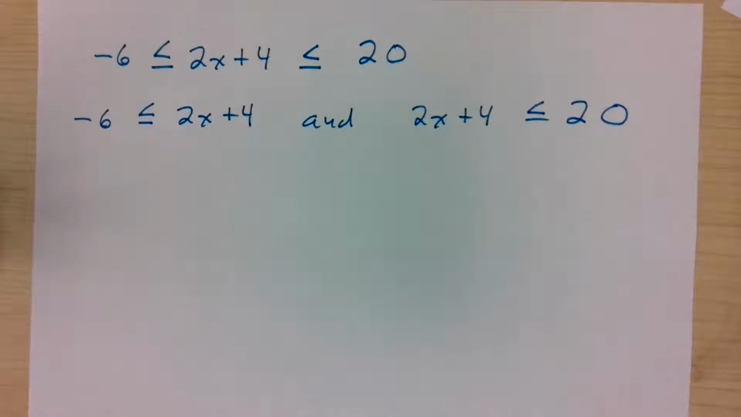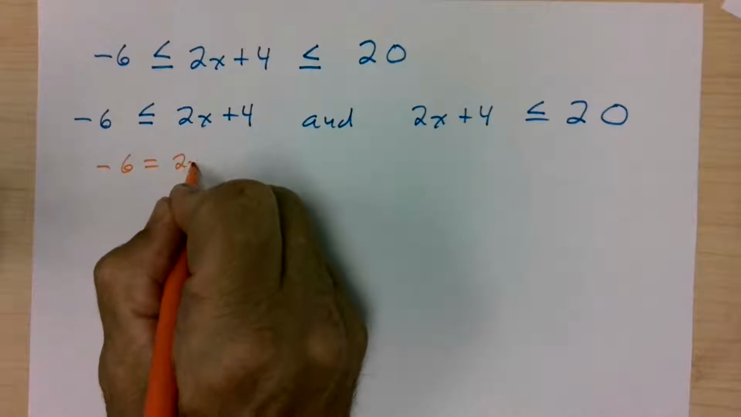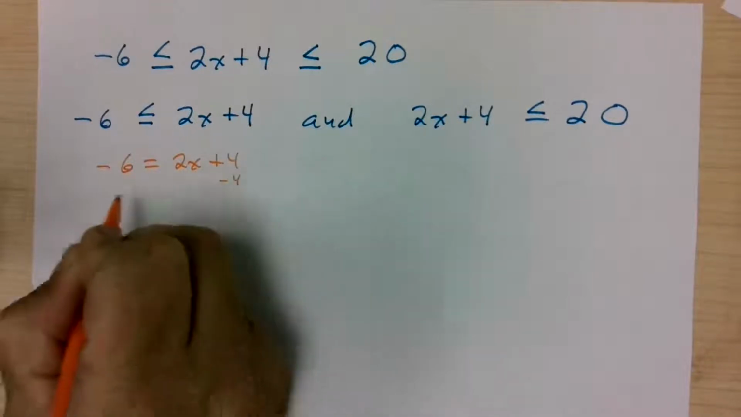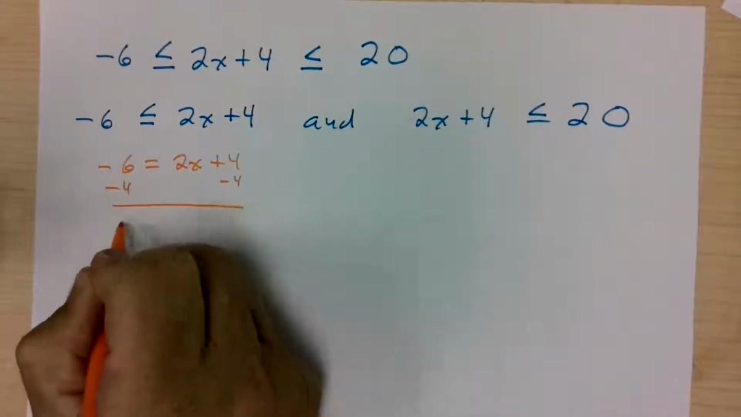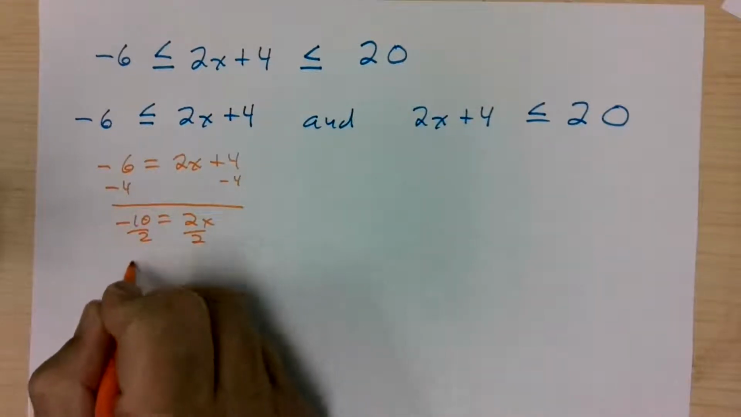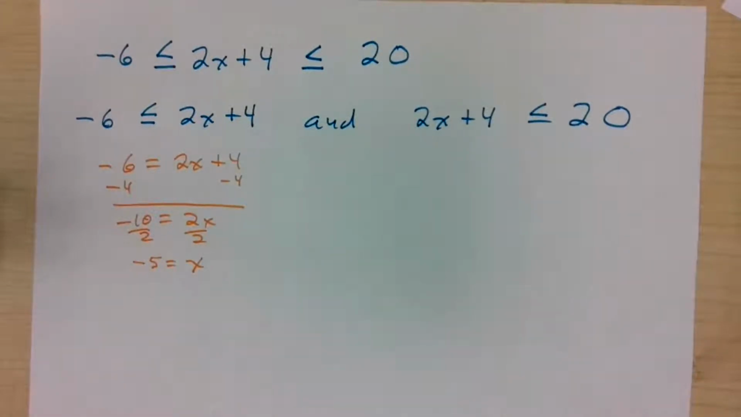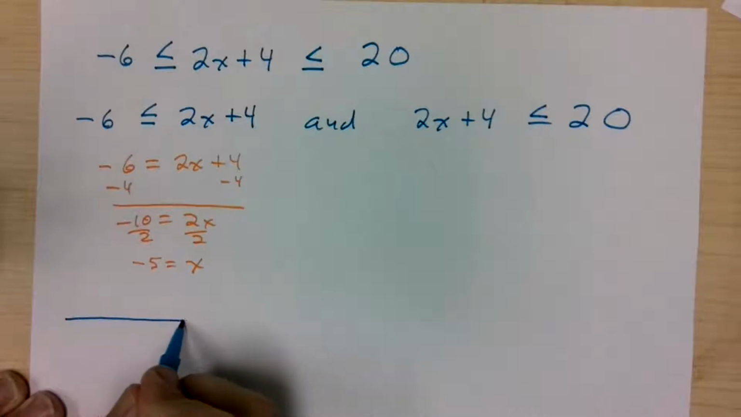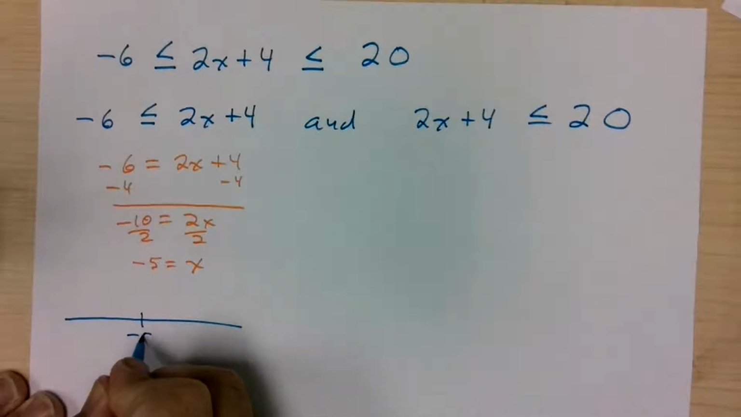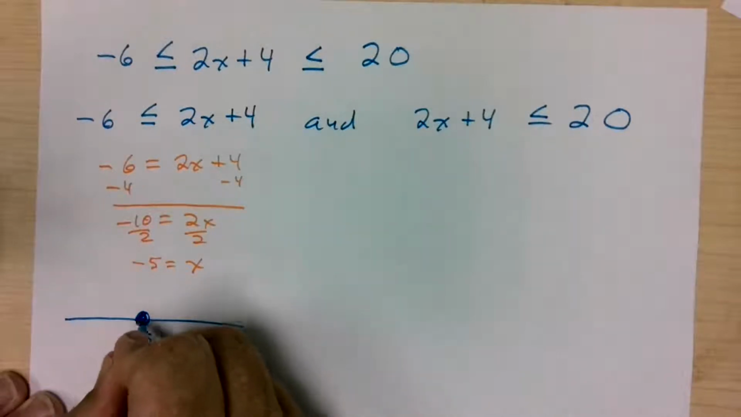So I'm going to do this as an equal first. -6 equals 2x plus 4. Subtract 4, subtract 4. -10 equals 2x. Divide by 2, divide by 2. -5 equals x. So for my first situation, -5 is my cut point. And you'll notice it's less than or equal. If that's the case, make it a solid dot.